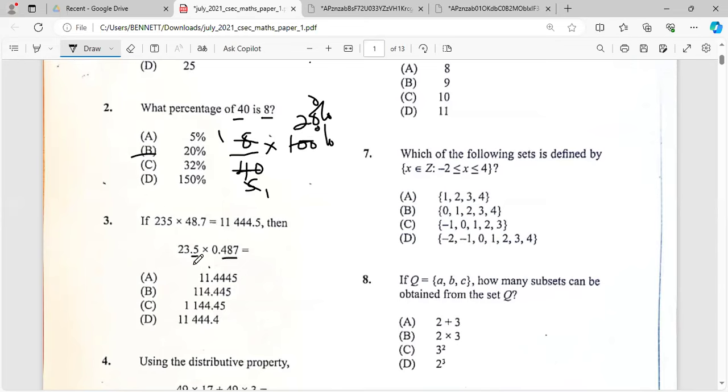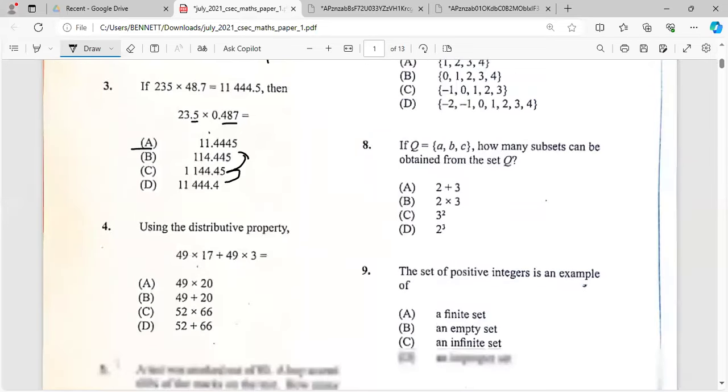All right, so 23 times 0.5. That's about almost a half, right? So that would be A. With 0.5, it'll be about 11, right? So that means 11 point something, with the 0.5 answer. So that should be A.